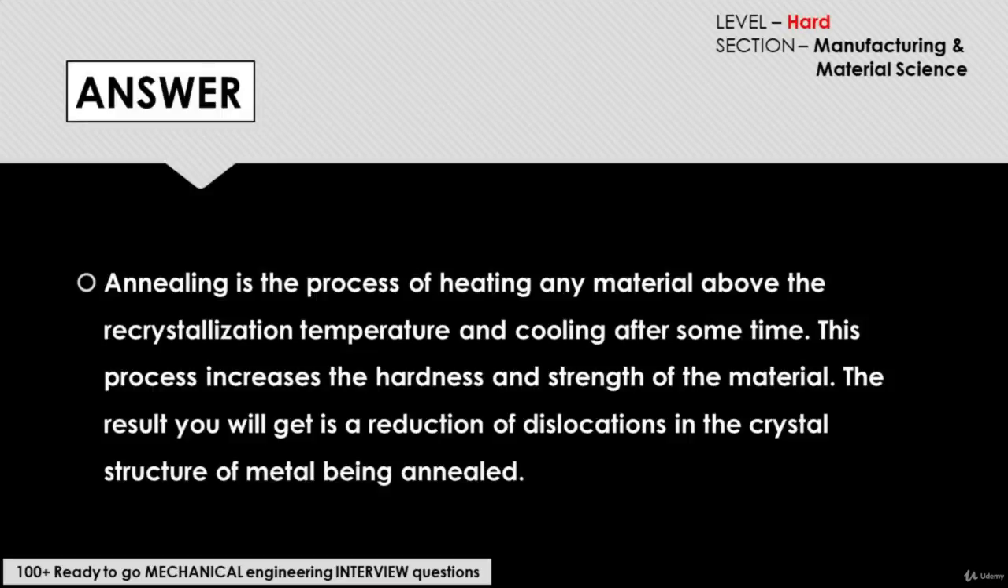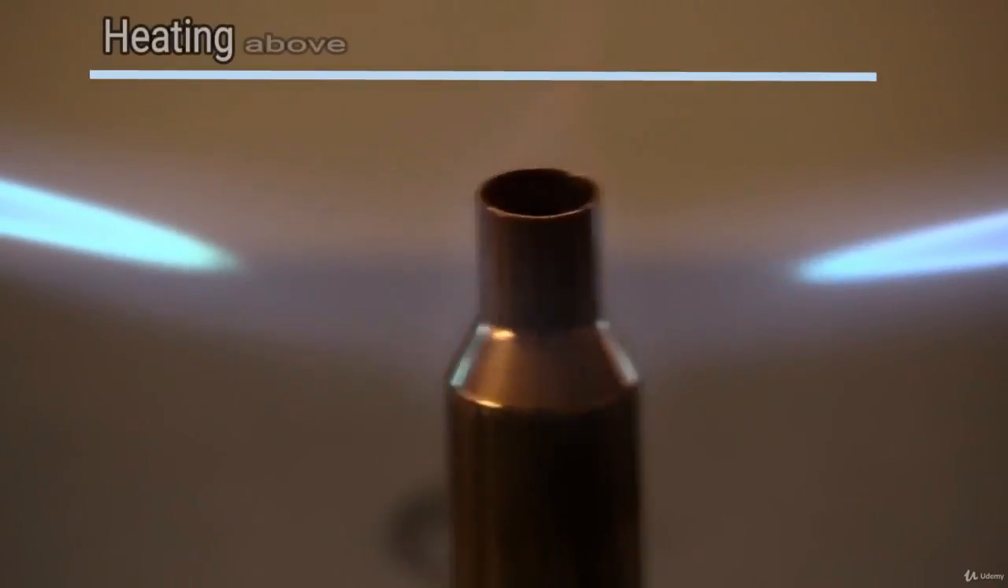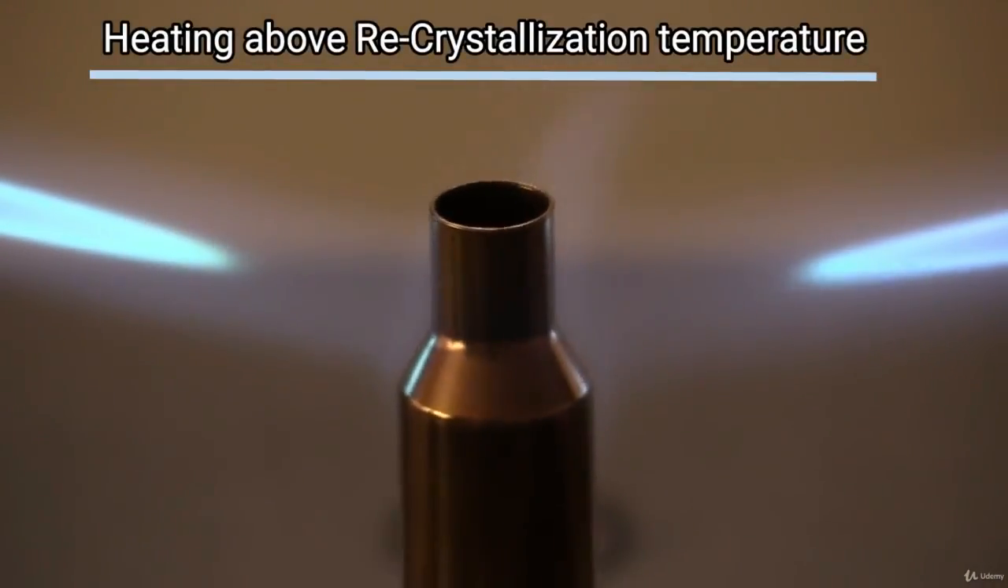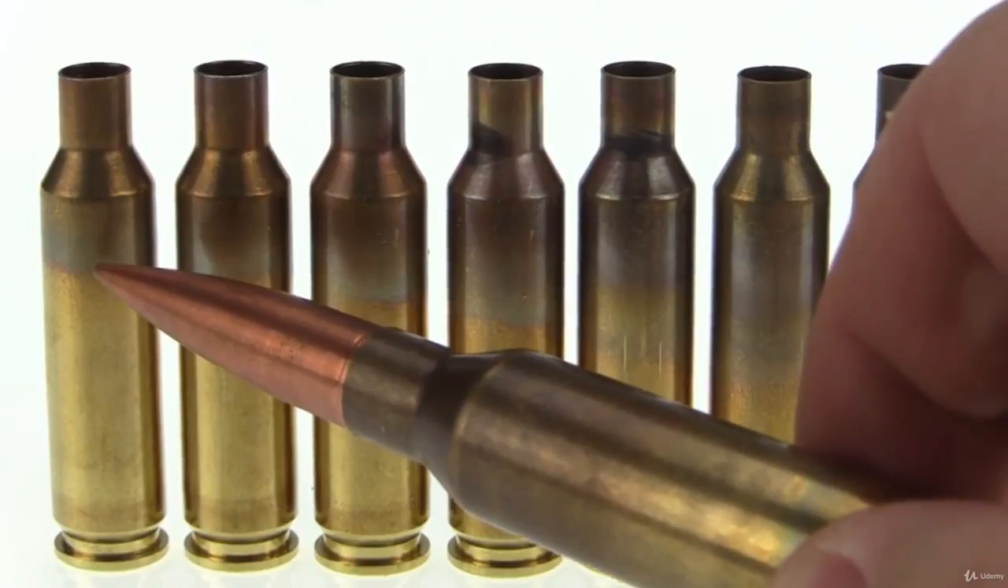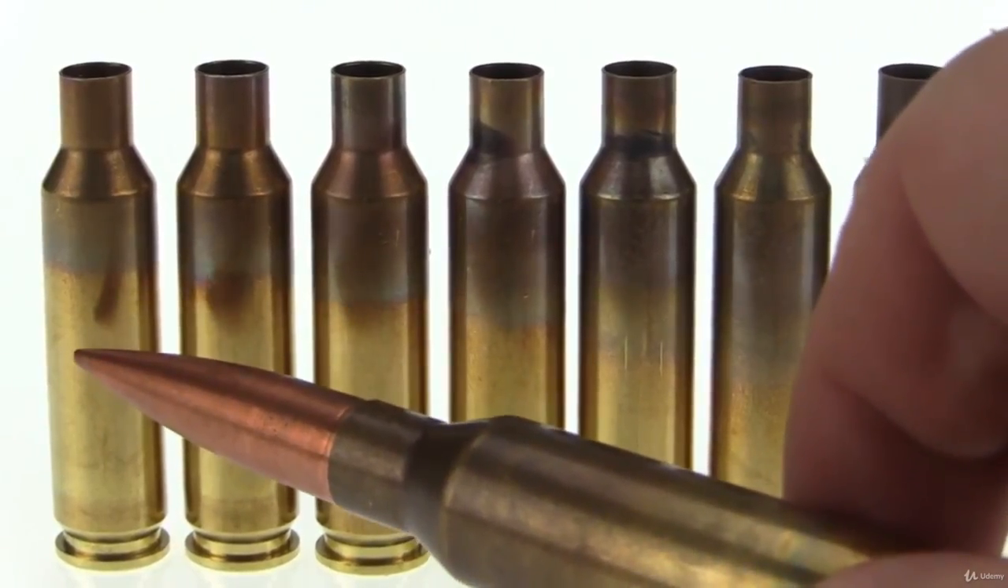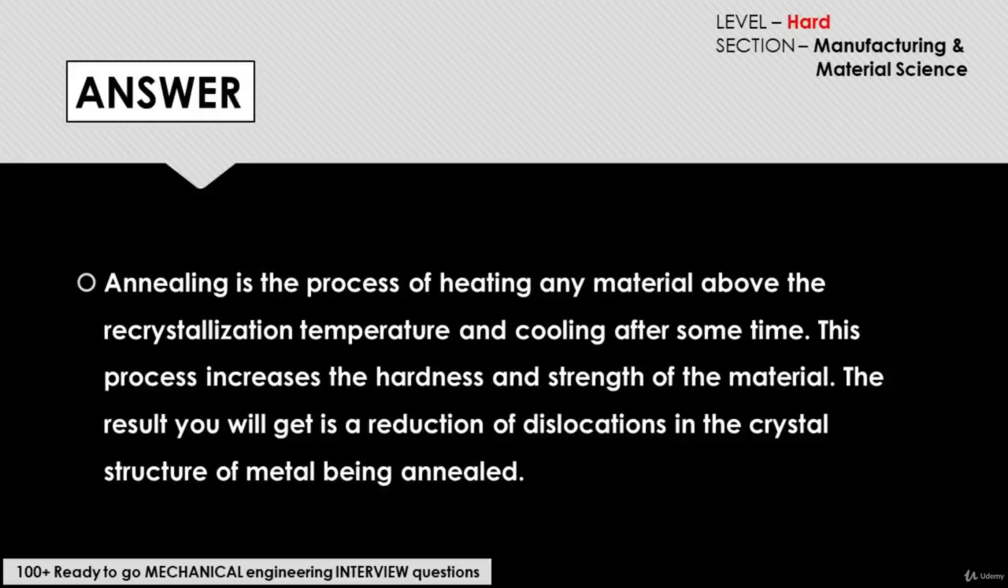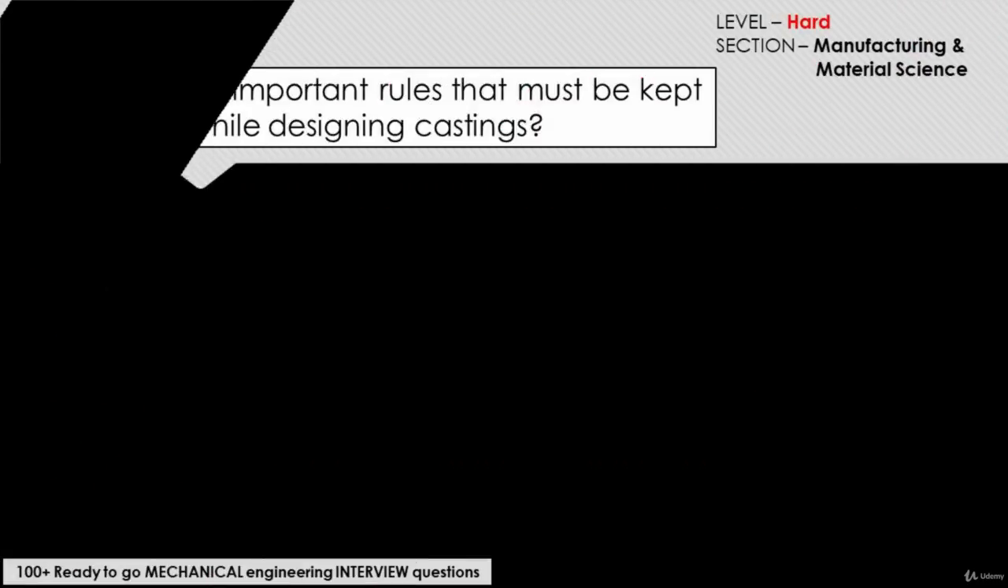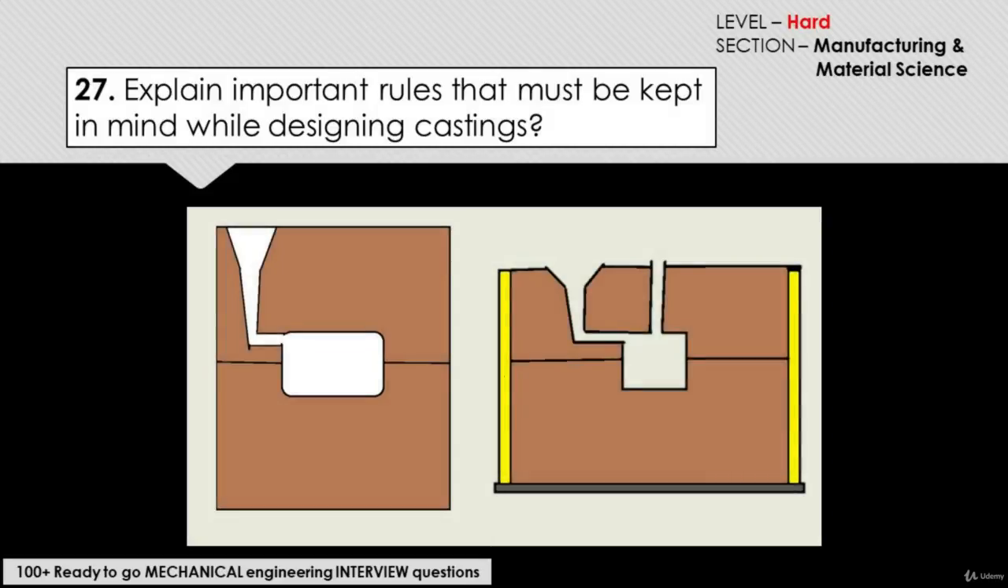The answer to this question would be annealing is the process of heating any material above the recrystallization temperature and cooling after some time. This process increases the hardness and strength of the material. The result you will get is a reduction of dislocation in the crystal structure of the metal or the material being annealed.